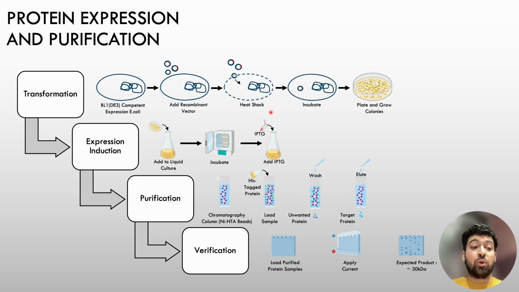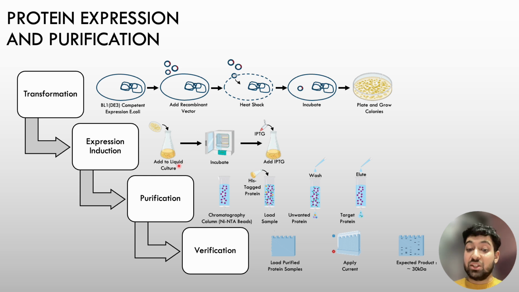Finally, we will be doing protein expression and purification. Now, the plasmids that we have grown in the E. coli colonies will be purified and transformed into the BL21(DE3) competent cells. These are specifically used for the expression of proteins. The protocol will be very similar to before. So this is how they'll be transformed and grown.